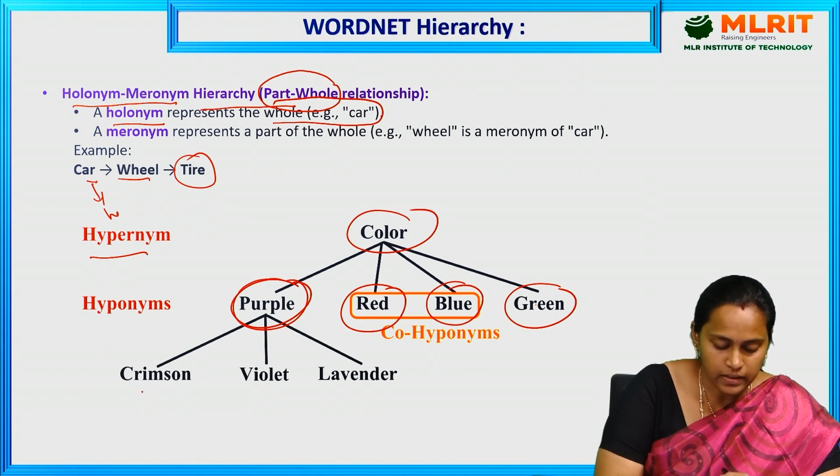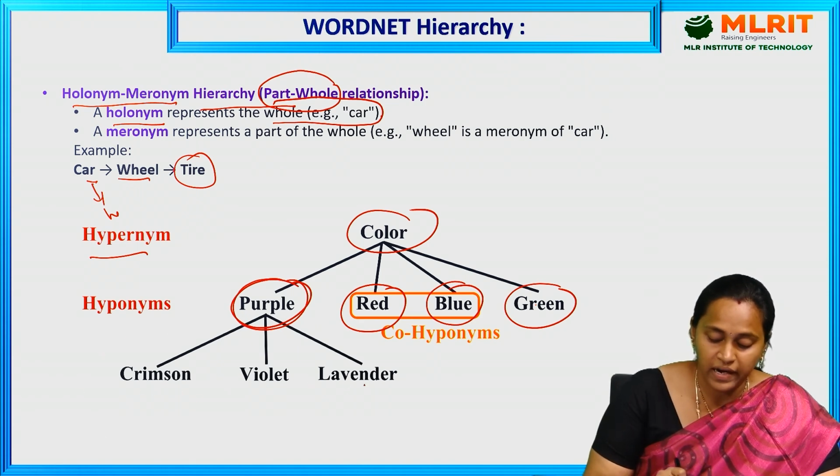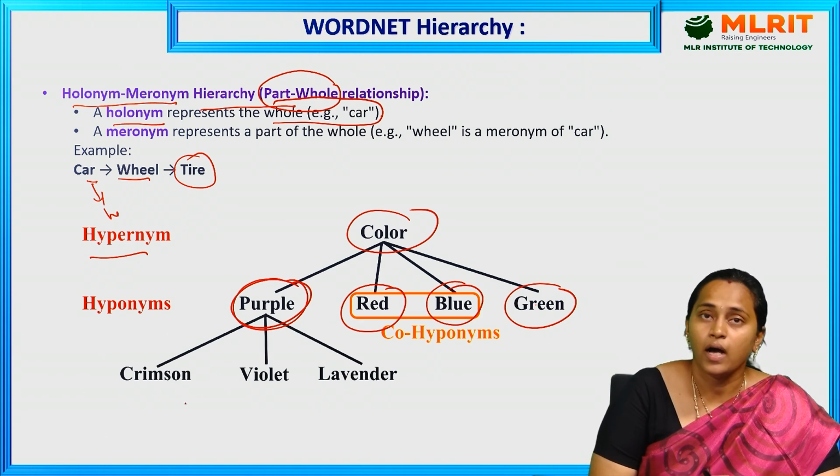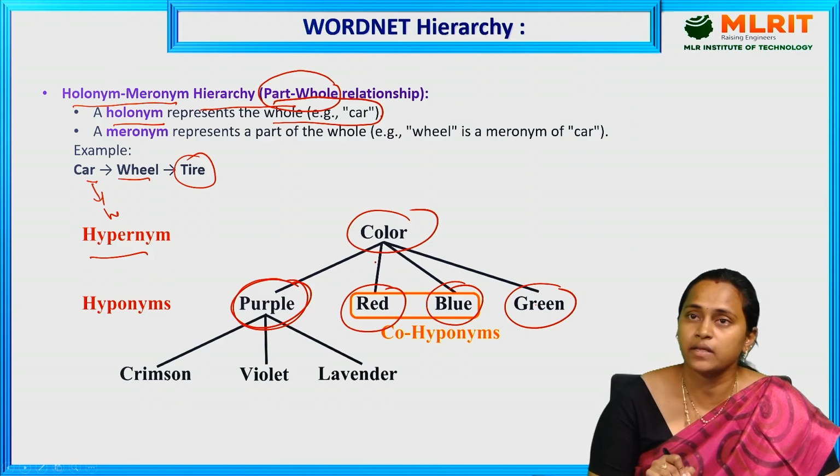Let's see here. Purple contains some hyponyms, violet and lavender. This is the hierarchy of some colors.